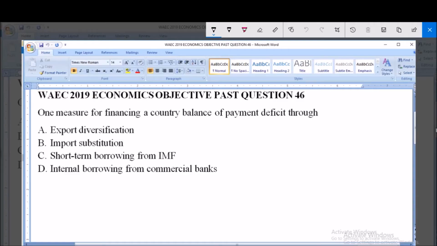Hello, I'm going to be answering WAEC 2019 Economics Objective Past Question 46. One measure for financing a country's balance of payment deficit is through A. Export diversification, B. Import substitution, C. Short-term borrowing from IMF, D. Internal borrowing from commercial banks.